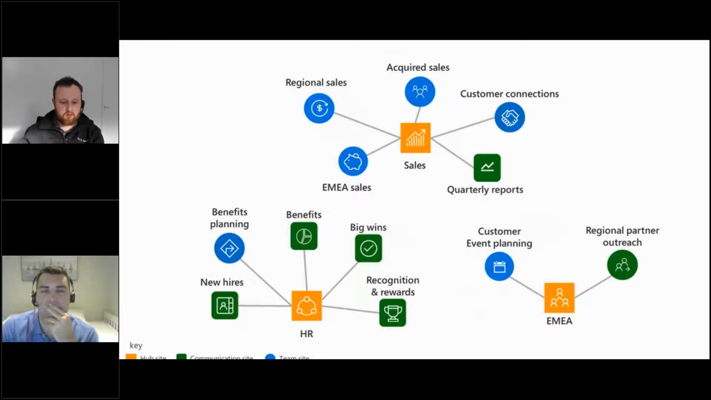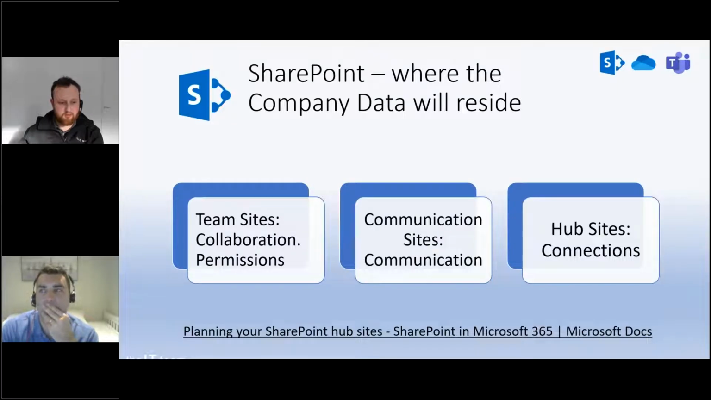Get the next one, I think. So just to reiterate, team sites are for collaboration. And if you're sharing documents and things, the permissions are set from this level. Communication sites are all about communications. That's about getting the message out to people. And hub sites are all about connections.